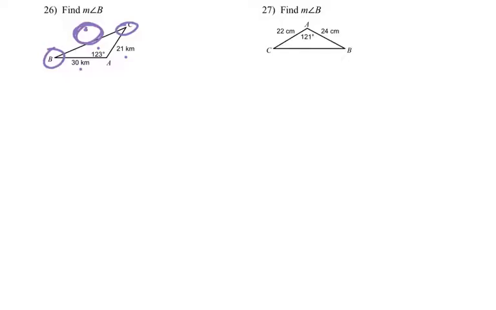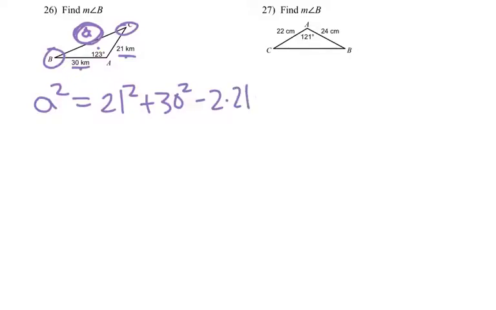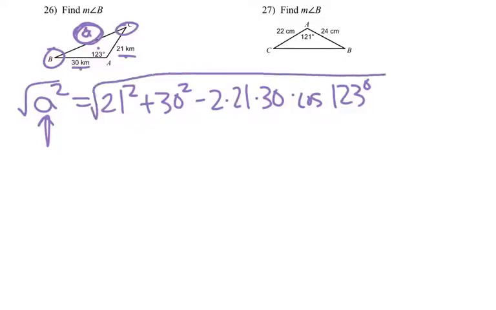Here's a classic law of cosines. Okay, so we're looking for this opposite side. We'll call it A. So I go A squared equals the two adjacent sides, 21 squared plus 30 squared, minus 2 times 21 times 30 times the cosine of 123 degrees. Now, because I'm looking for this, I know I'm going to have to square root it, so I just square root the whole thing.